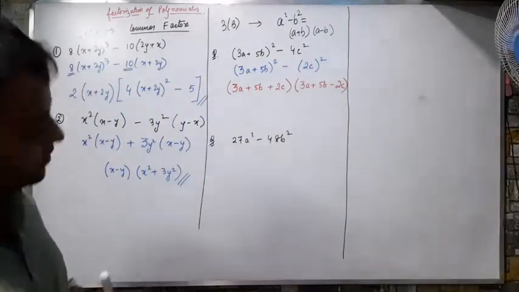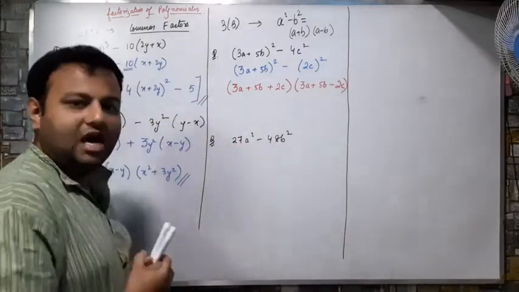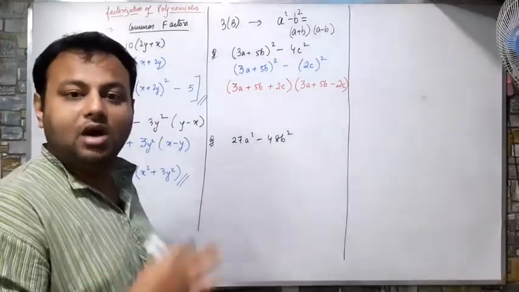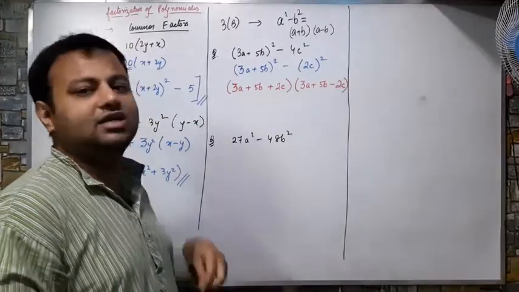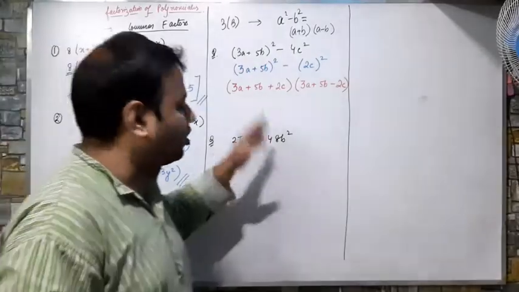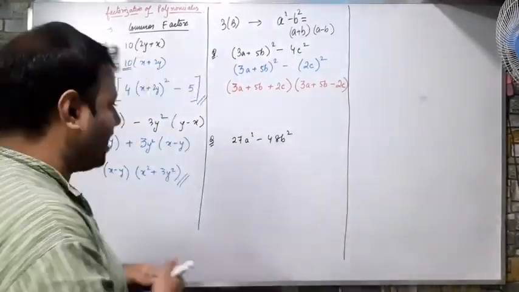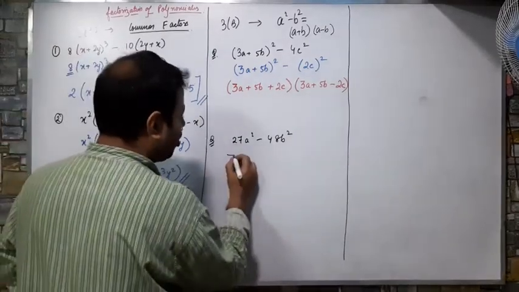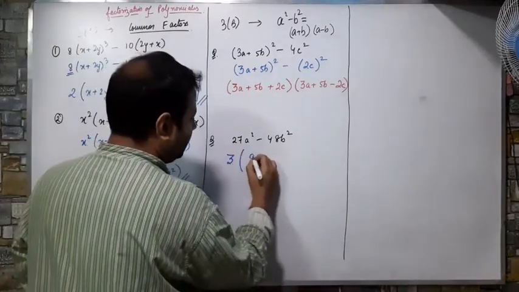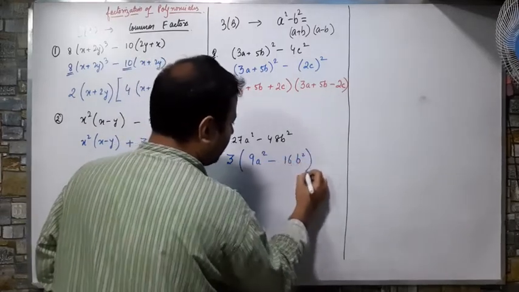Done. The next one, 27a square minus 48b square. So I have to change this into whole square term. But sir, 27 is not a square. How can I change this 27? Neither is 48 a square. So what will you do? First you will take some common out of it. I will get 3 common from both. Then I will be getting 9a square minus 16b square.